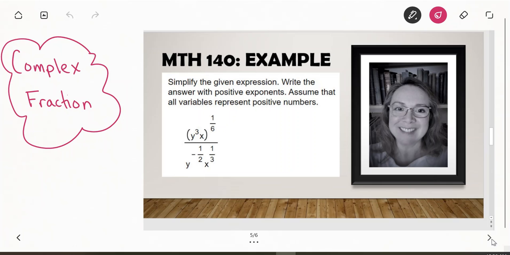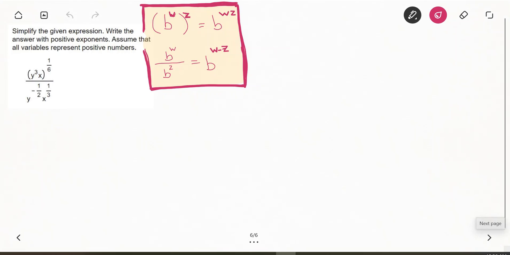Now, one of the pieces to this example is that you've got to be familiar with the exponent principles or rules or properties, whatever you want to call them. The two that will come into play with this example are listed here in this red box. If we have a base raised to an exponent, like this y cubed raised to the 1/6, then what we do is multiply the 3 and the 1/6. And then this other one, when we're dividing two pieces, and we've got the base to the power of w divided by the base to the power of z, the key there is to subtract them.